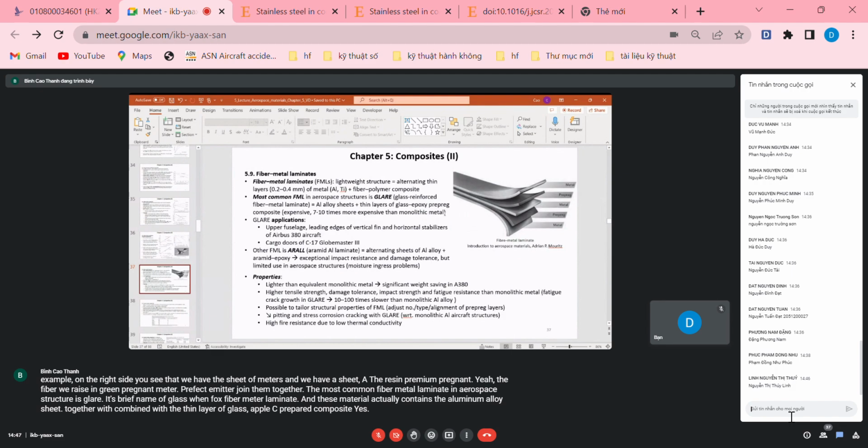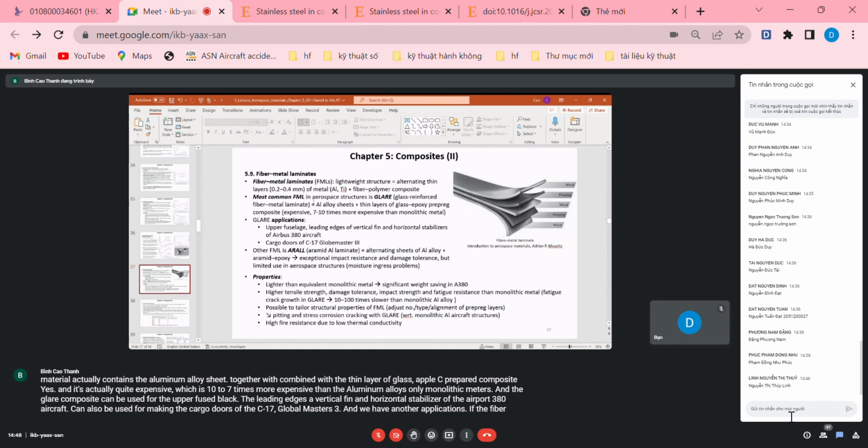And it's actually quite expensive, 10 to 7 times more expensive than monolithic aluminum alloys only. GLARE can be used for the upper fuselage, the leading edges, the vertical fin, and the horizontal stabilizer of the Airbus 380 aircraft. It can also be used for making the cargo doors of the C-17 Globemaster 3. And we have other applications.